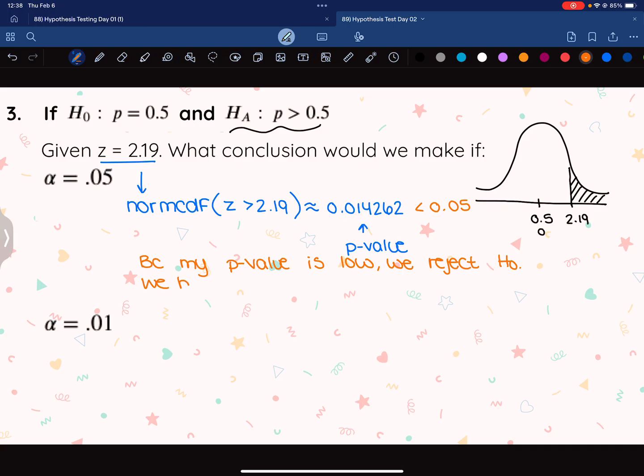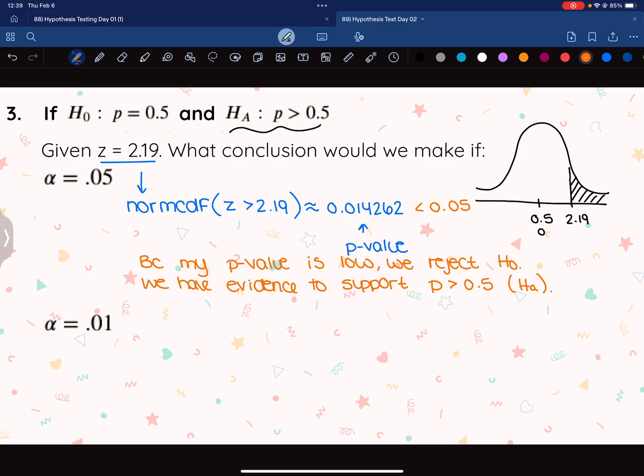We have evidence to support p is greater than 0.5. The alternative in that case, right? And usually it's context-based, but we can make our way off of that.